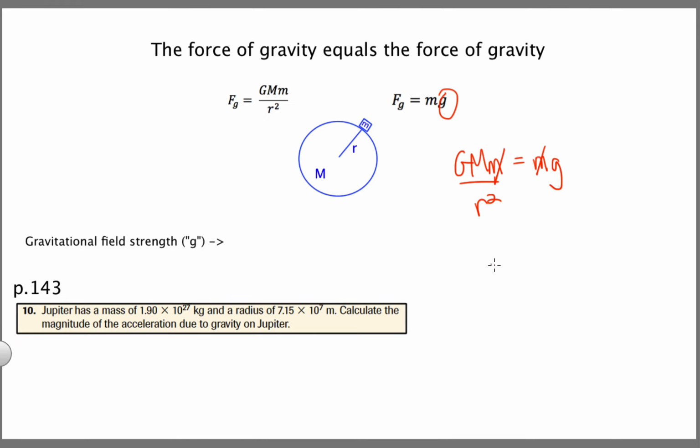The m's cancel, and you get a formula for our good friend little g, the gravitational field strength, or the gravitational field intensity, or the acceleration due to gravity, whatever you want to call it. And that's used down in this question here when they talk about the acceleration due to gravity on Jupiter, right down there. So I think this particular slide is not in my video, and that's why I just wanted to go over what that meant.